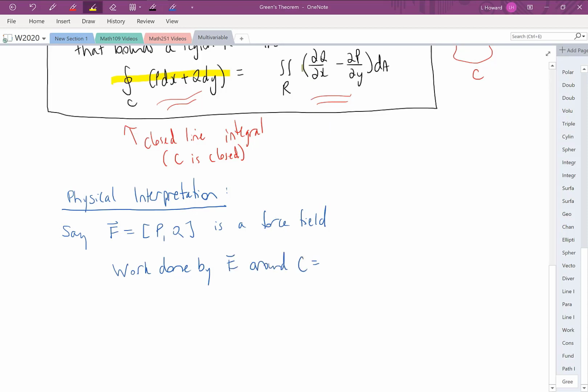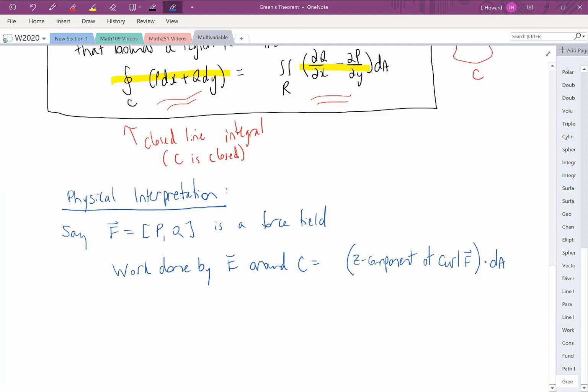And then let's look at the right side here. Specifically, let's focus in on this delta q by delta x minus delta p by delta y. You might recognize that as being the z component of the curl. So we're taking this z component of curl of our vector field, we're multiplying that by dA, which is a tiny little chunk of area in the xy plane.